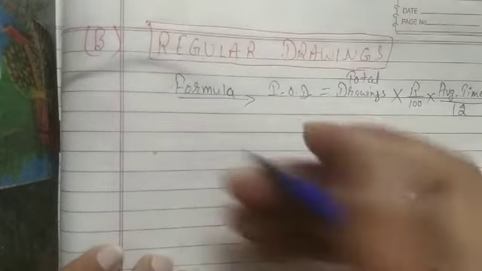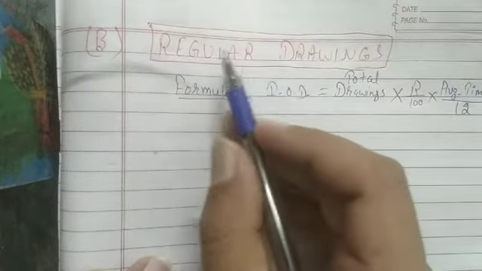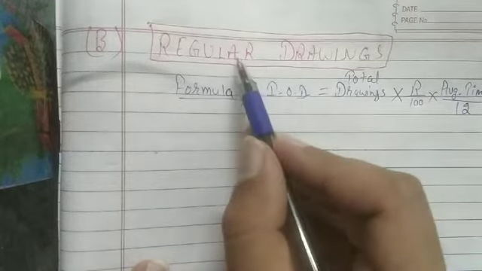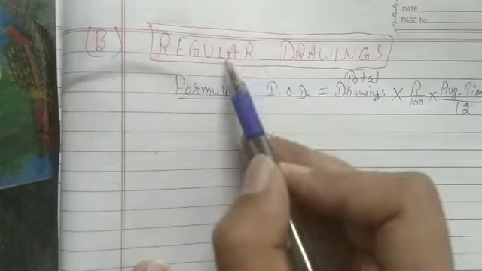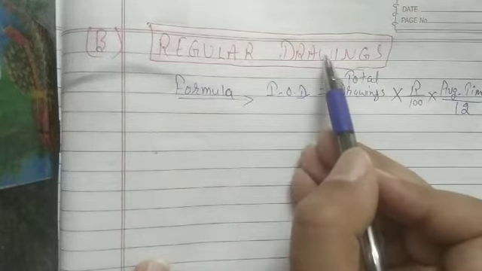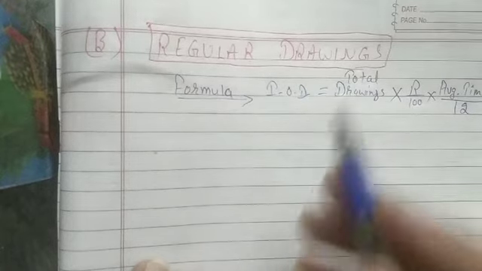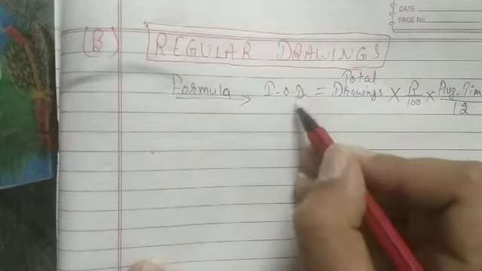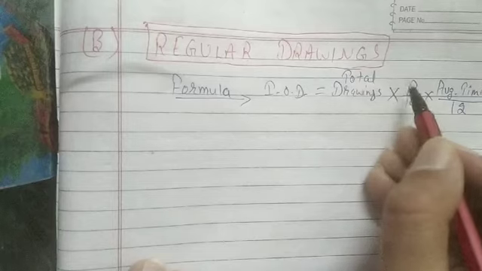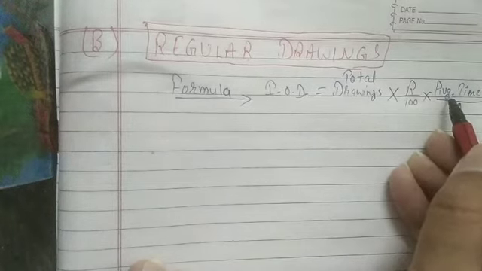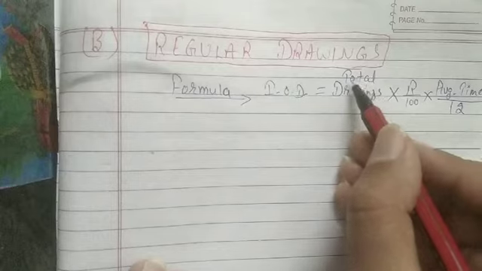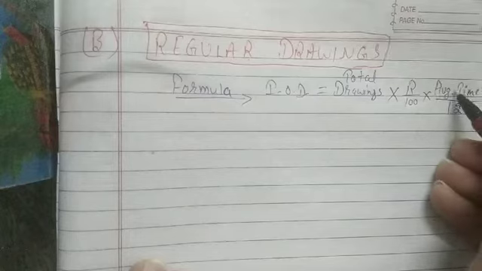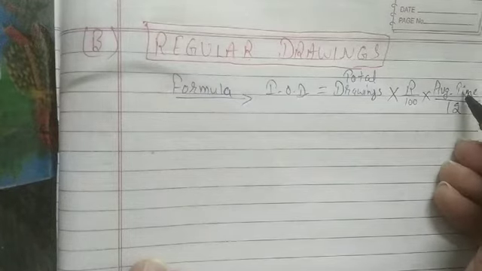Now see case B. Regular drawings. Regular means a fixed amount of drawing is withdrawn by the partners at a fixed interval. Fixed amount at fixed intervals, then we call it regular drawings. And in case of regular drawing, the formula for interest on drawing will be equal to total drawings into rate upon 100 into average time upon 12. Pay attention here. Now I am using the words total drawing, into rate upon 100, and here I have used the words average time upon 12.